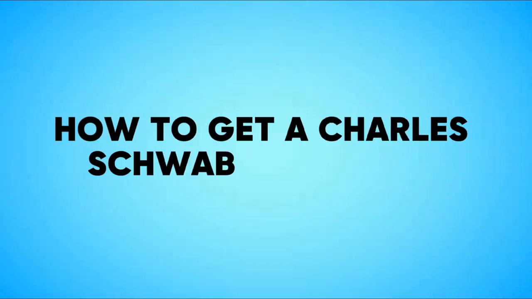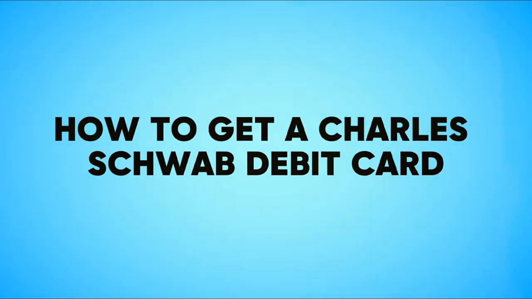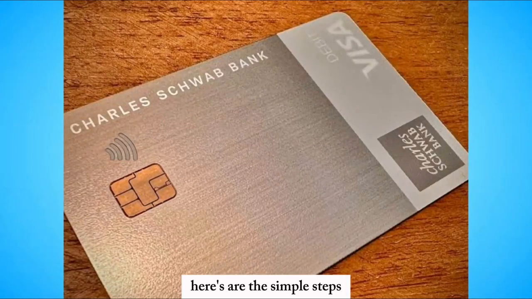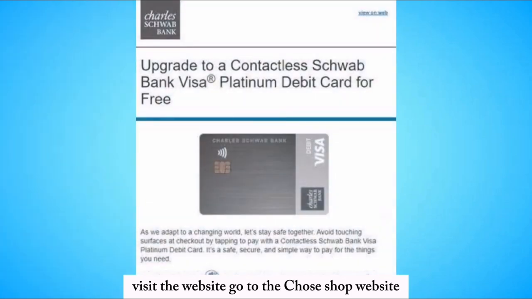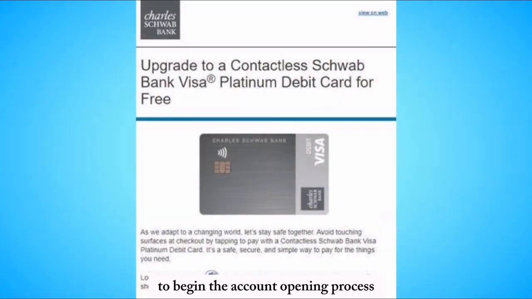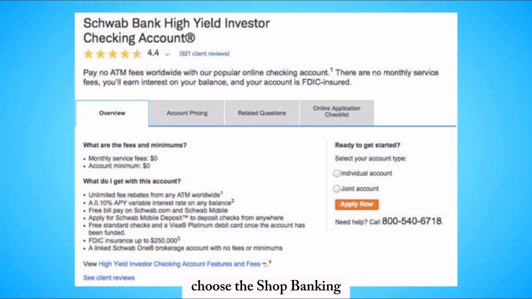How to get a Charles Schwab debit card. Here are the simple steps for obtaining a Charles Schwab debit card. Visit the website. Go to the Charles Schwab website to begin the account opening process. Choose the Schwab Banking Investor Checking Account option.